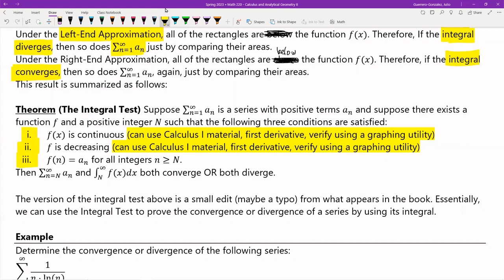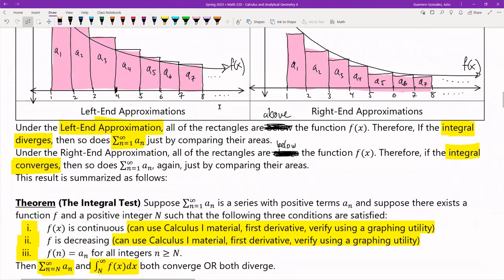Then we can make this conclusion right here. Then either both of these together converge, or both diverge. Okay, so that's the only two options. Either the summation and the integral both converge, or the integral and the summation both diverge. That is the argument that we get. And that comes from all of this stuff that's above here.